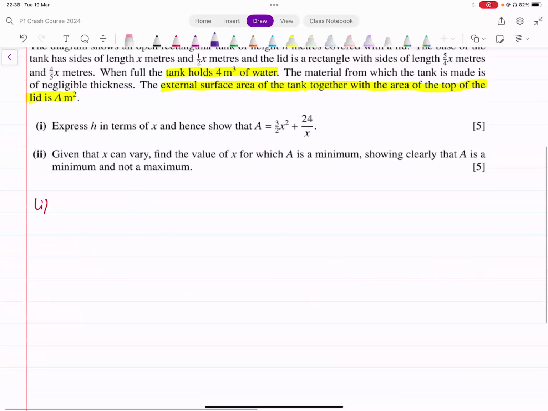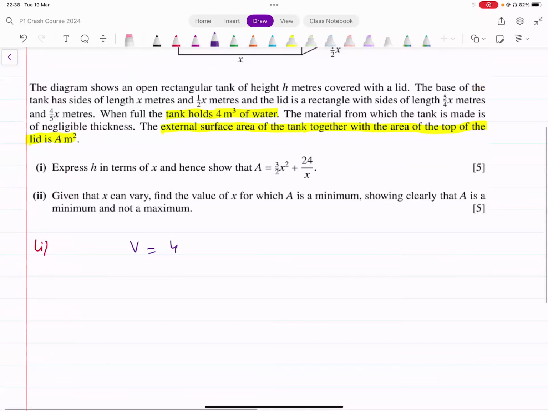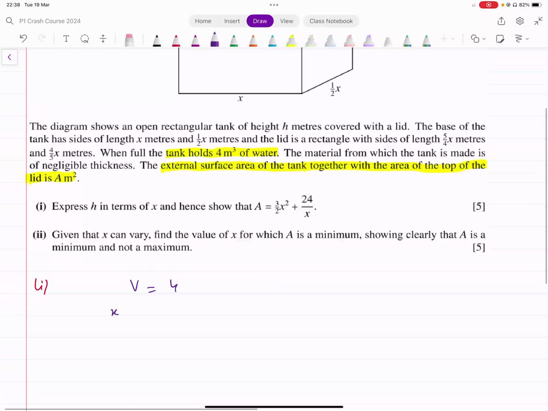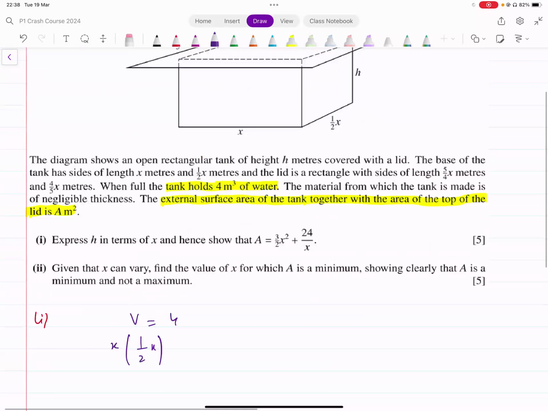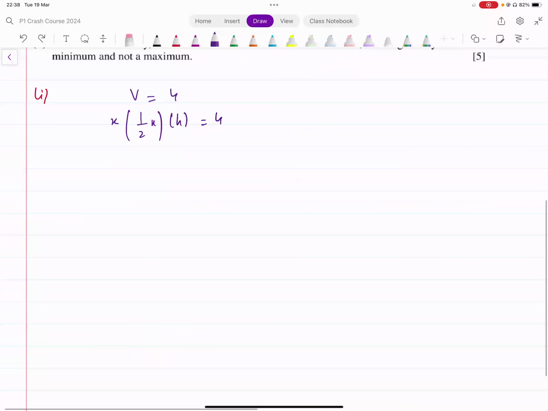What's the volume equal to? Volume is equal to 4. So we can say x into half x into h equals 4. This is an equation that we've got. We need to find h in terms of x. So we need to make h the subject here.